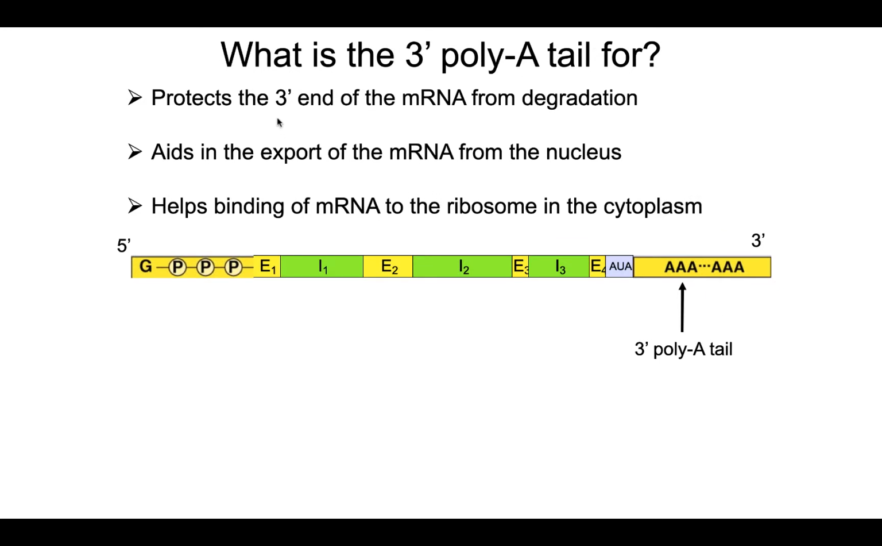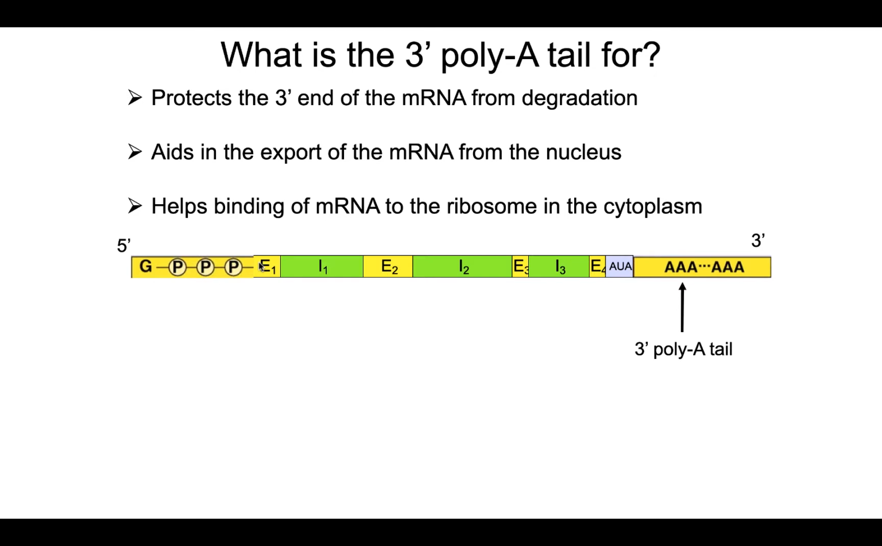Now, why do we need a poly A tail? Again, kind of the same reason as that 5' end. It protects the 3' end of RNA from degradation. It aids in the export of messenger RNA from the nucleus to the cytoplasm, and it helps the binding of mRNA to ribosomes. So basically, it serves all those same functions that the 5' cap does for the 5' end of the RNA.